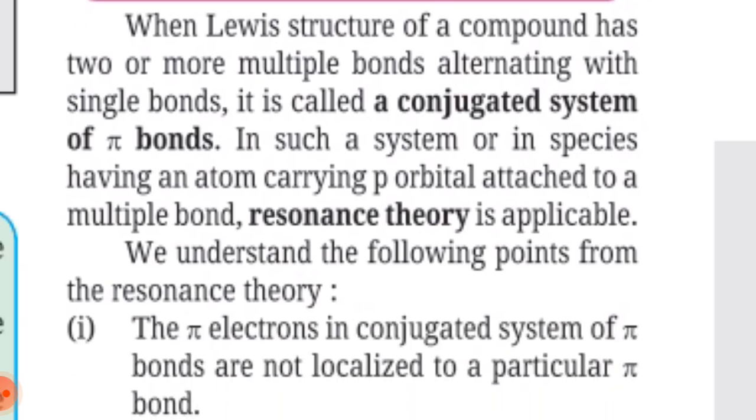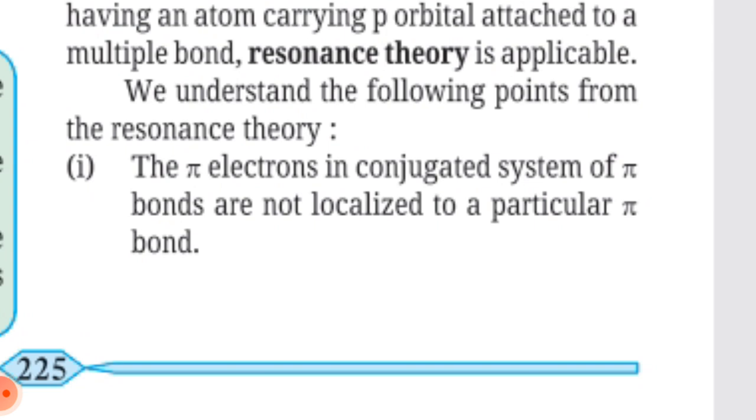A Lewis structure of a compound that has 2 or more multiple bonds alternating with single bonds is called a conjugated system of pi bonds. In such a system, or in species having an atom carrying a p orbital attached to a multiple bond, resonance theory is applicable. We understand the following points from the resonance theory.